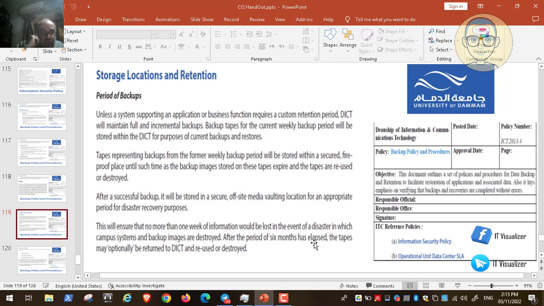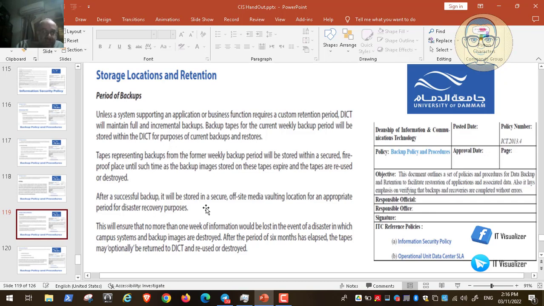Maybe, for example, if you are taking daily backups, you can choose one of these backups in one day and store it outside the premises, in off-site storage. And he is stating here that off-site storage can be left for 6 months and then returned, and then we can reuse it or destroy it. So it is very clear. We have the backup policy of Dammam University stating the different backups, the different retention periods, and the storage locations of these backups. This is very clear, and we can use these guidelines to make our own backup policy, retention policy and storage policy.